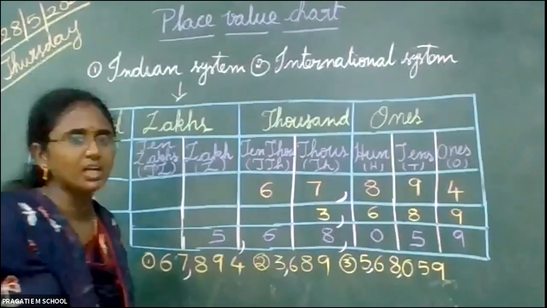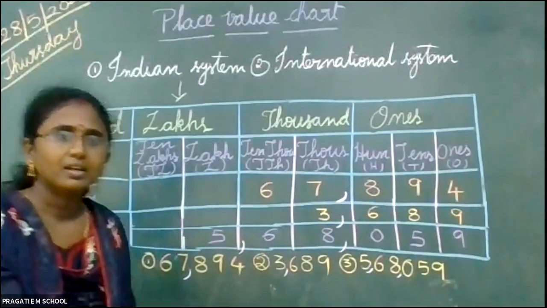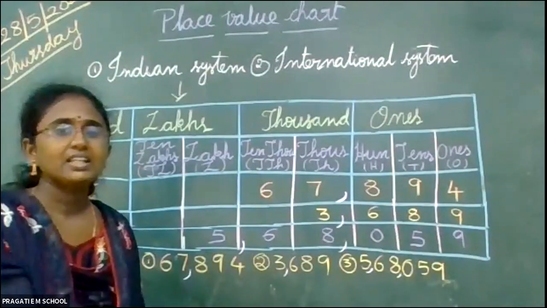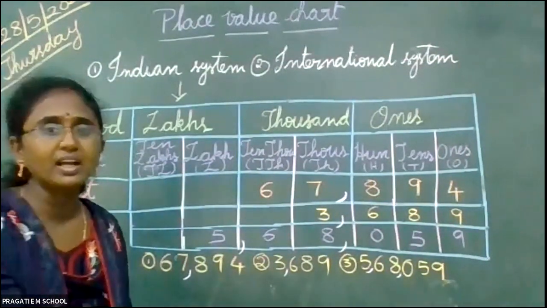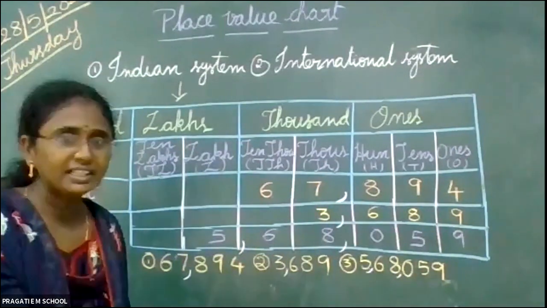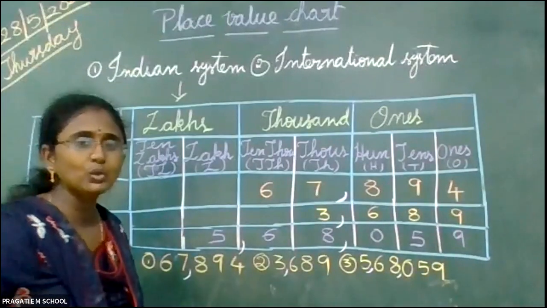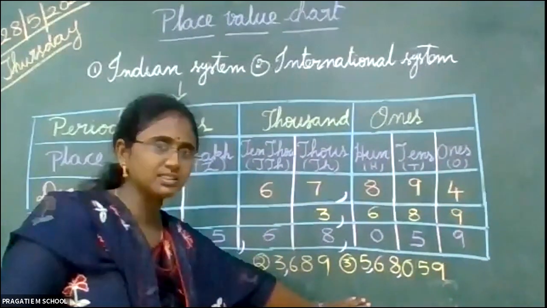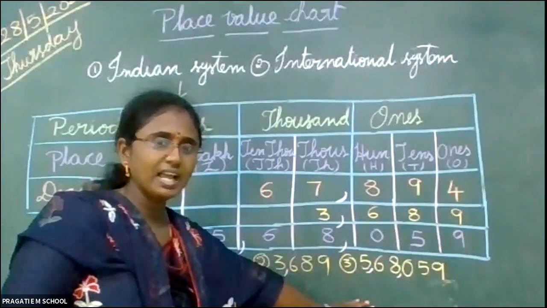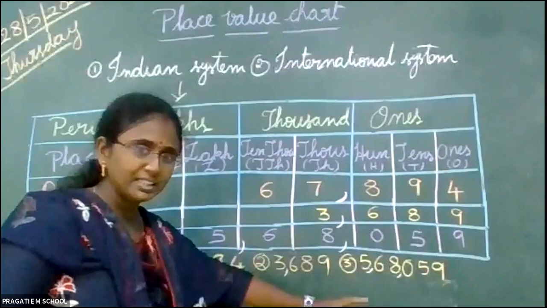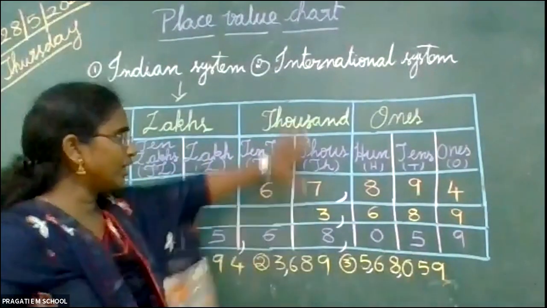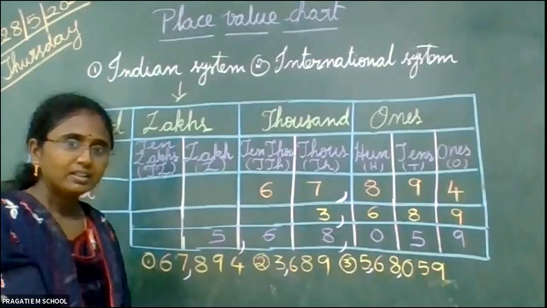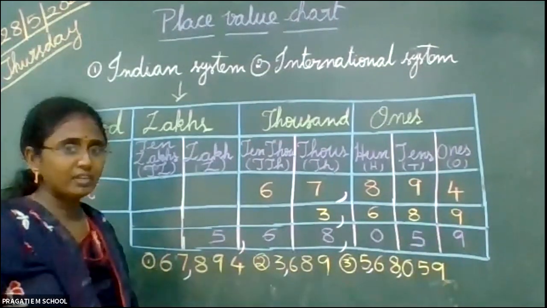What is the use of the place value chart? When we represent the number in the place value chart, it is easy to identify the respective digits' values, and it is easy to read and write. In a number, every digit has a place, and every digit has a place value. It is easy to identify the place values of the given number's digits.